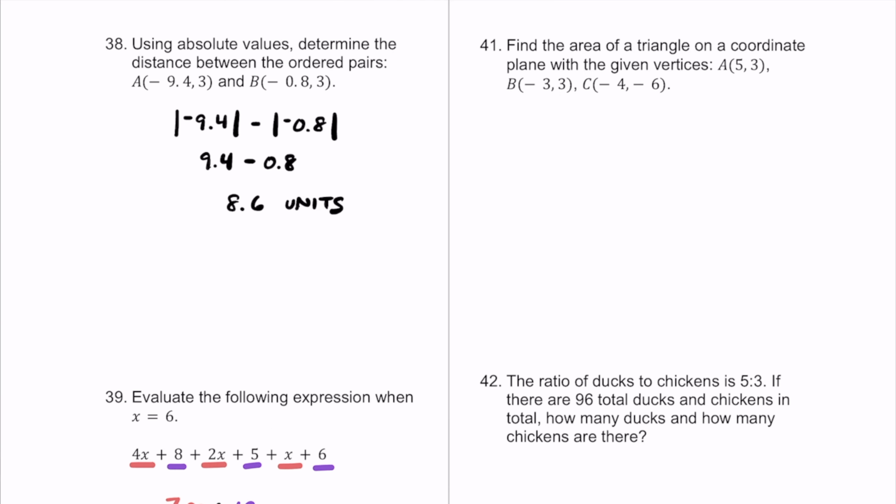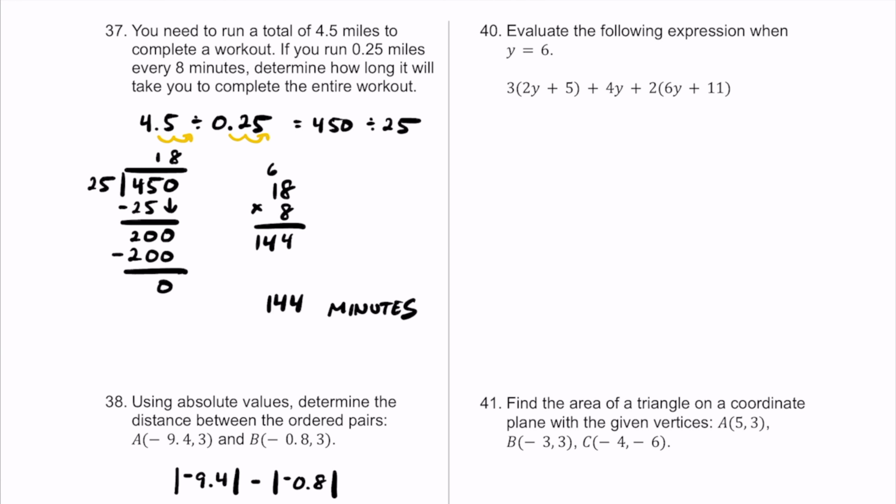Here is number 40. For number 40, it says evaluate the following expression when y is equal to 6. Again, I wouldn't plug it in at the beginning right now. I would go ahead and simplify this the best we can. So let's use the distributive property. 3 times 2y is going to be 6y. 3 times 5 is going to be 15 plus 4y plus, let's distribute 2 times 6y and 2 times 11. 2 times 6y is going to be 12y and 2 times 11 is 22.